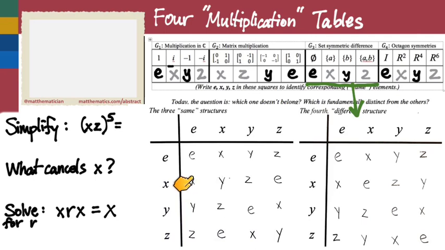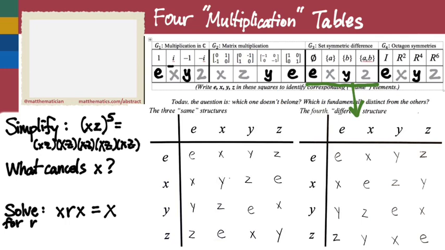Yeah? I broke it up into 5 separate xz's. Okay, so you wrote out the 5th power as xz 5 times. So xz. Now I have to write this all 5 times. xz. Okay, which is good. We want to do that.